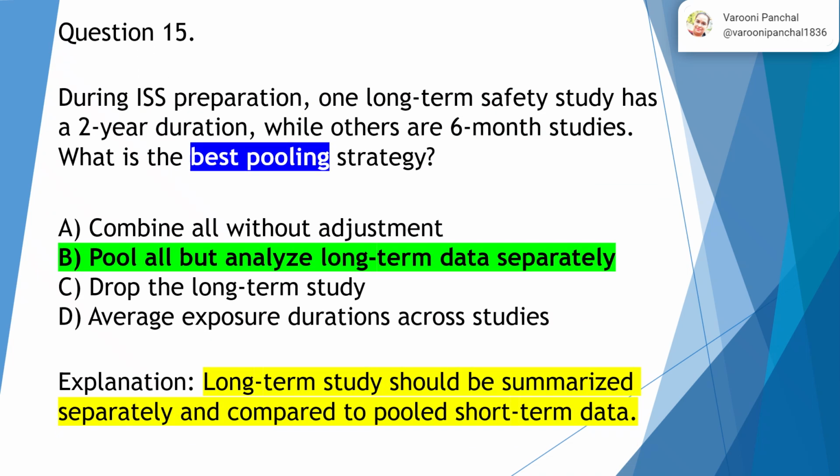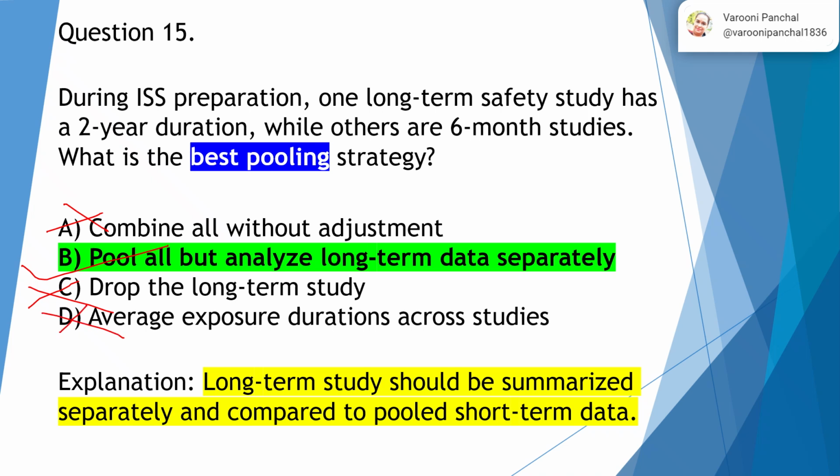Question 15. During ISS preparation, one long-term safety study has 2-year duration while others are 6-month studies. What is the best pooling strategy? Option A, combine all without adjustment. No. Pool all but analyze long-term data separately. So this is the right answer. Drop the long-term study. No, you cannot even drop the long-term study. Average exposure durations across studies. No, this is not the right answer.